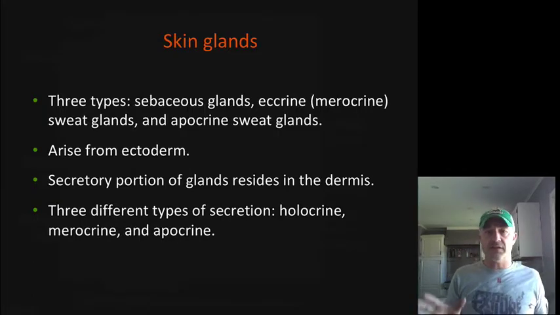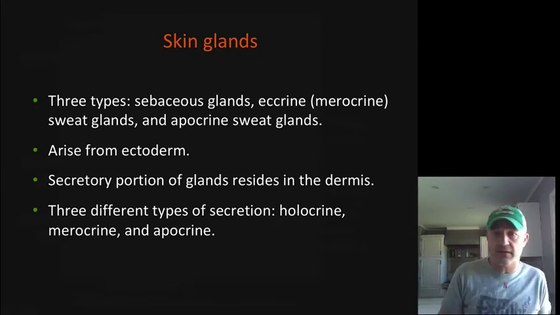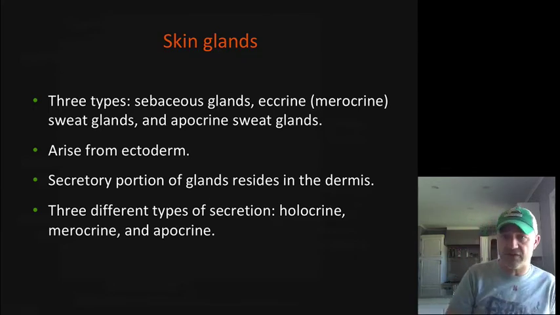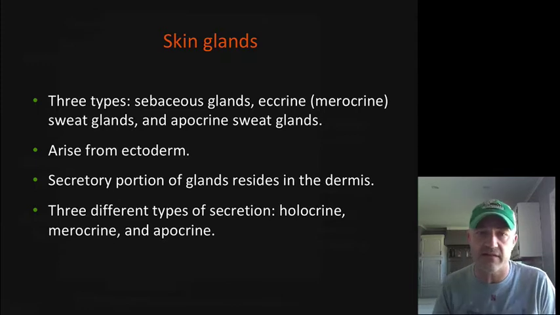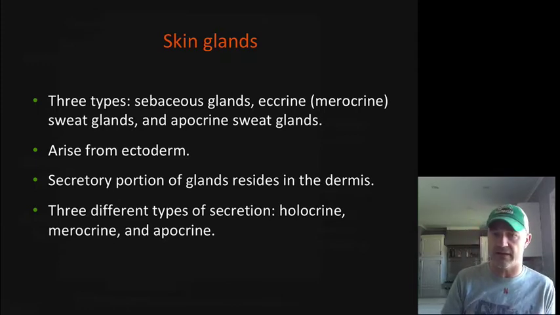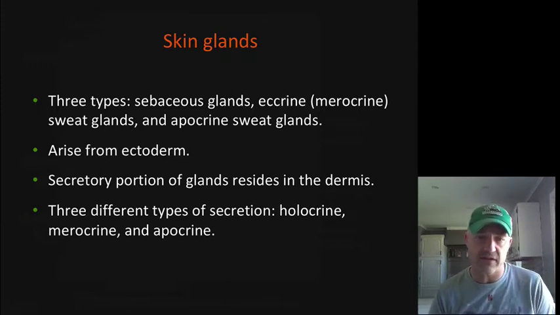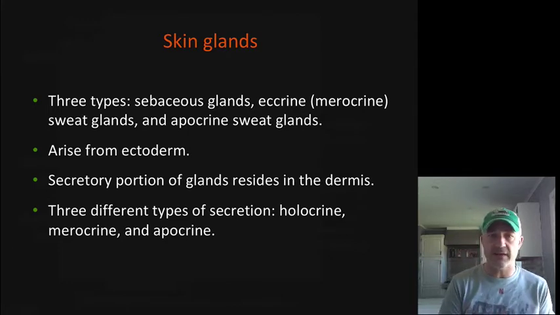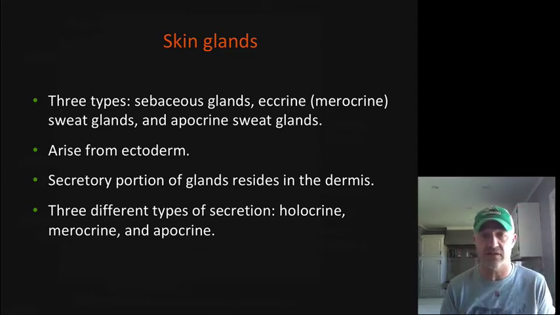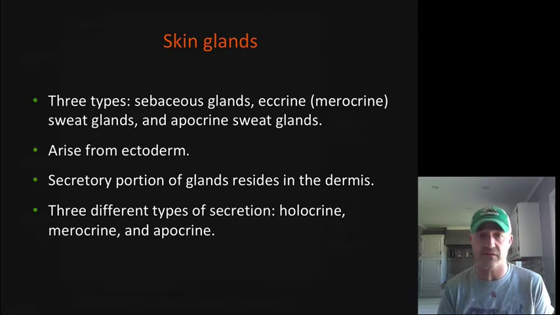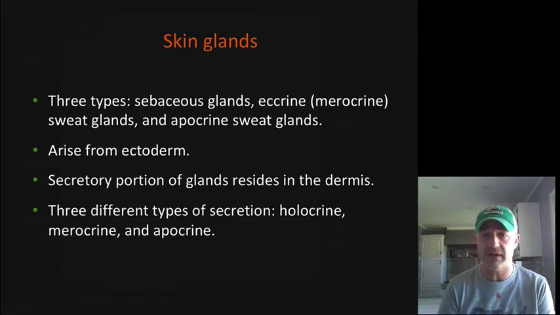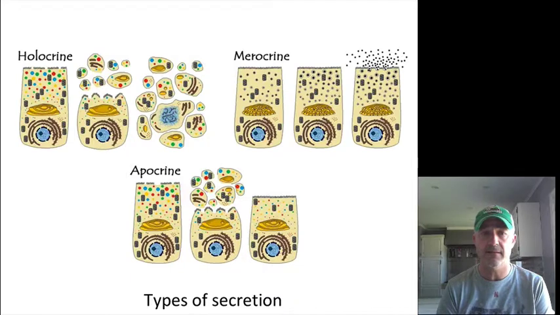Like I said, there's a few different types of sweat glands we need to know about. We have sebaceous glands, what are called eccrine sweat glands, and then apocrine sweat glands. All these are actually housed in the dermis, and depending on the type of gland it is, it does different types of secretion. And we're going to see that there are 3 different ways that a particular gland is going to make its secretion. We have what are called holocrine, merocrine, and apocrine glands.